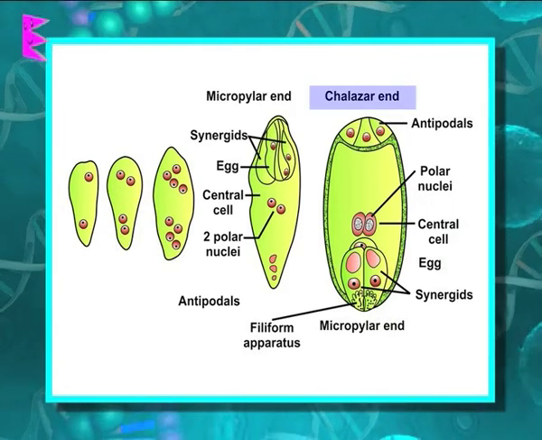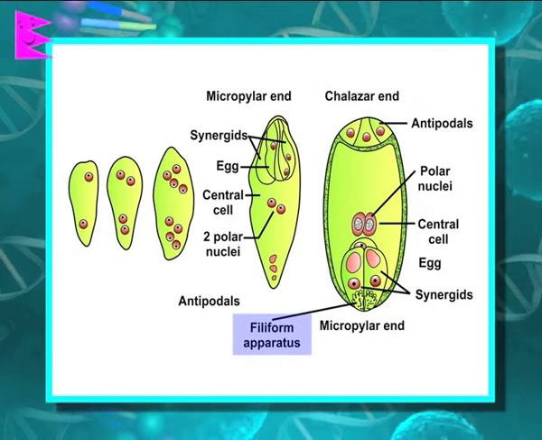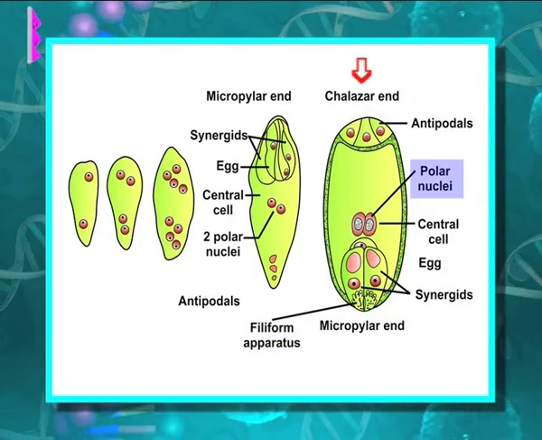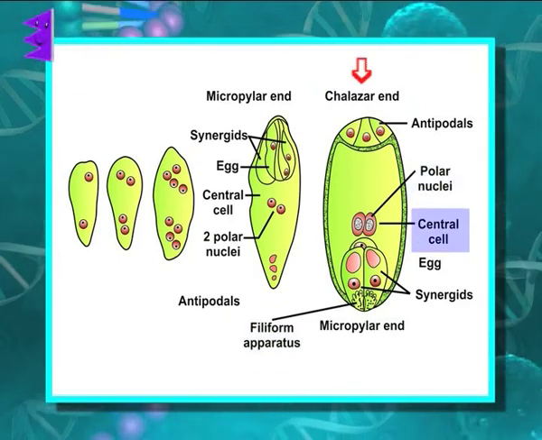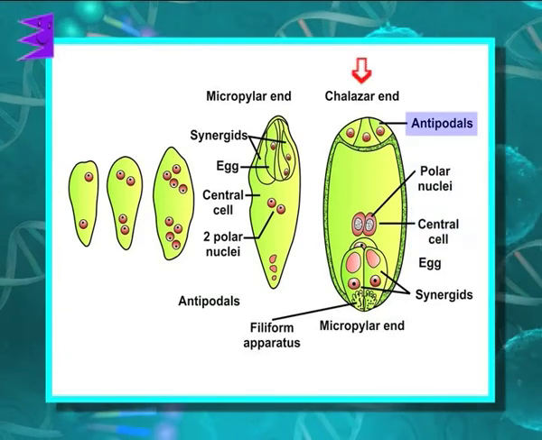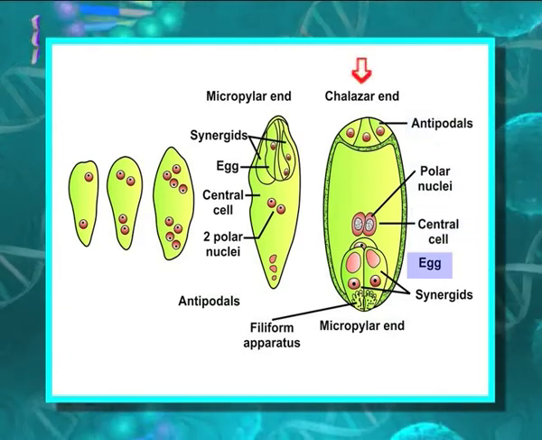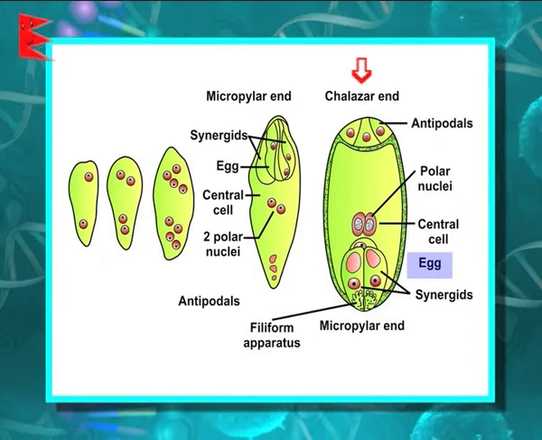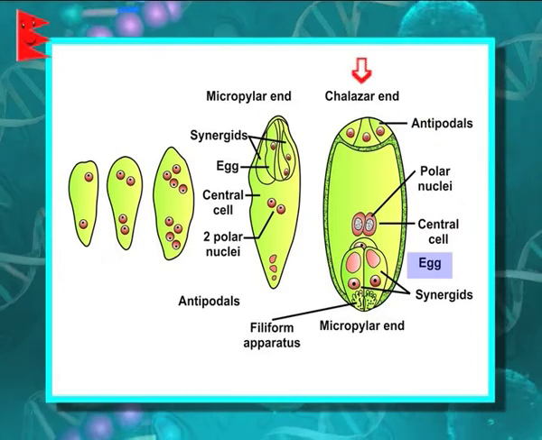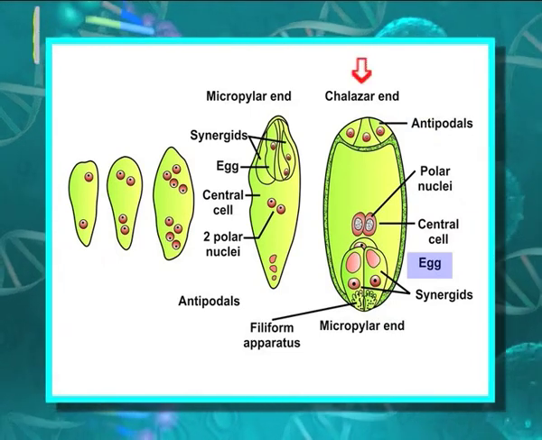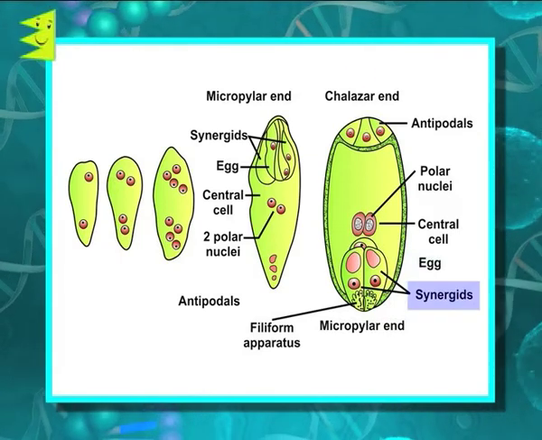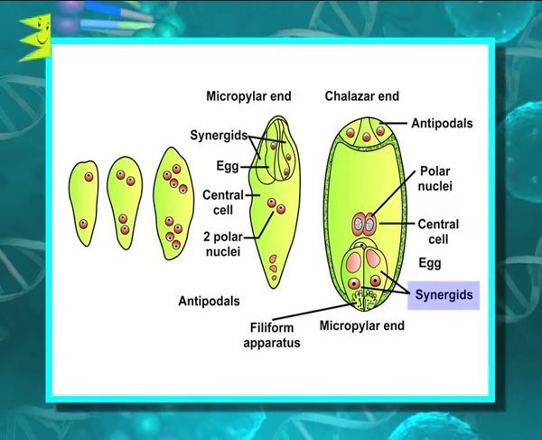This is the chalazal end of it. This is the filiform apparatus, and this is the polar nuclei, central cell, 3 antipodals. This is the egg, and this complete is known as egg apparatus. In egg apparatus, you will find 2 synergids and 1 egg.